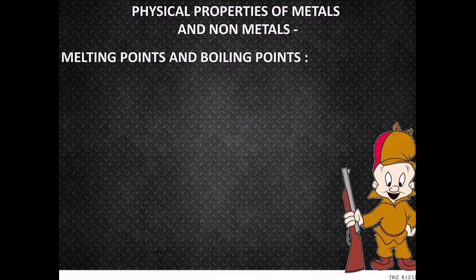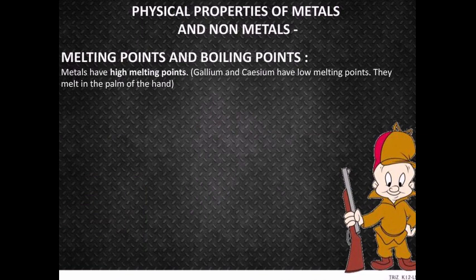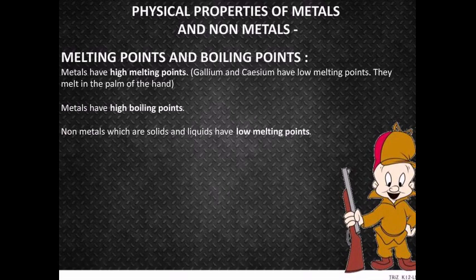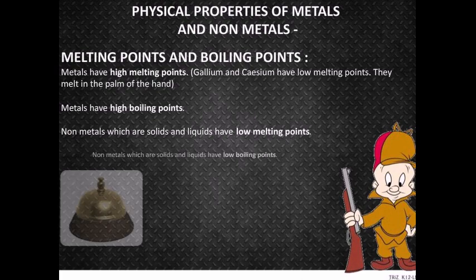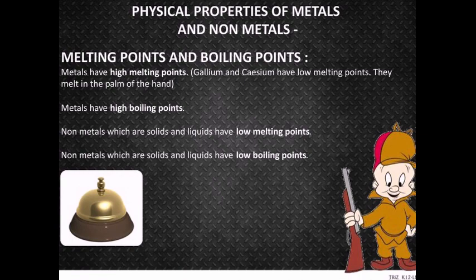Melting points and boiling points. Metals have high melting points. Gallium and cesium have low melting points. They melt in the palm of the hand. Metals have high boiling points. Non-metals, which are solids and liquids, have low melting points. Non-metals, which are solids and liquids, have low boiling points.